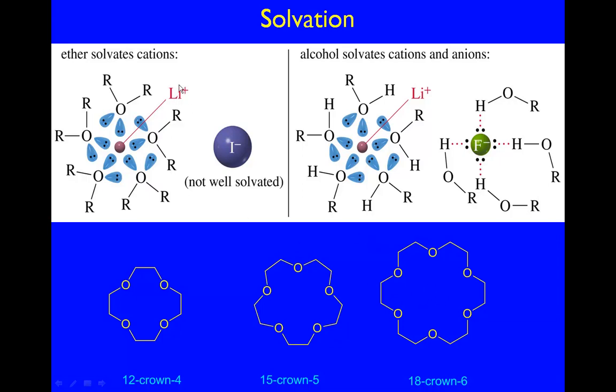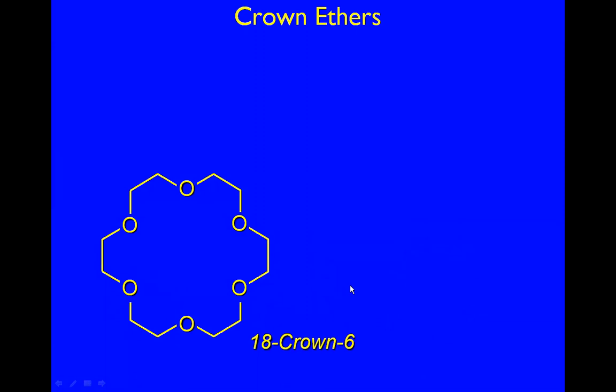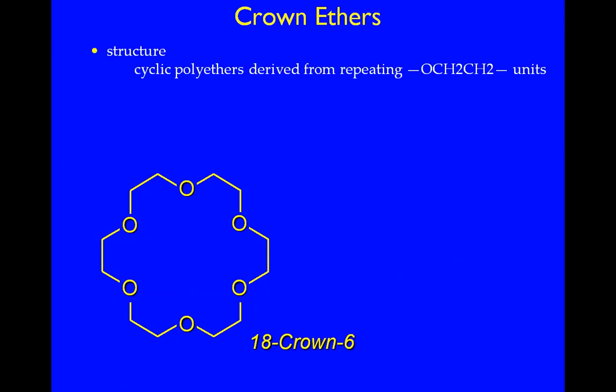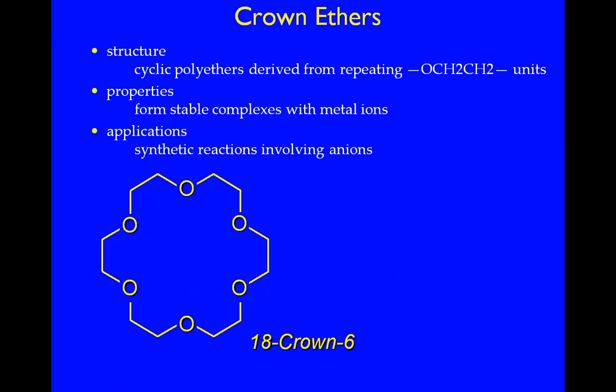For example, for lithium you don't need this bigger cavity, so you can get away with 12 crown 4 or 15 crown 6. But for potassium and sodium you need a larger cavity size, so you use a bigger crown ether in the catalysis. Okay, so you can go further and talk about this use of crown ethers.